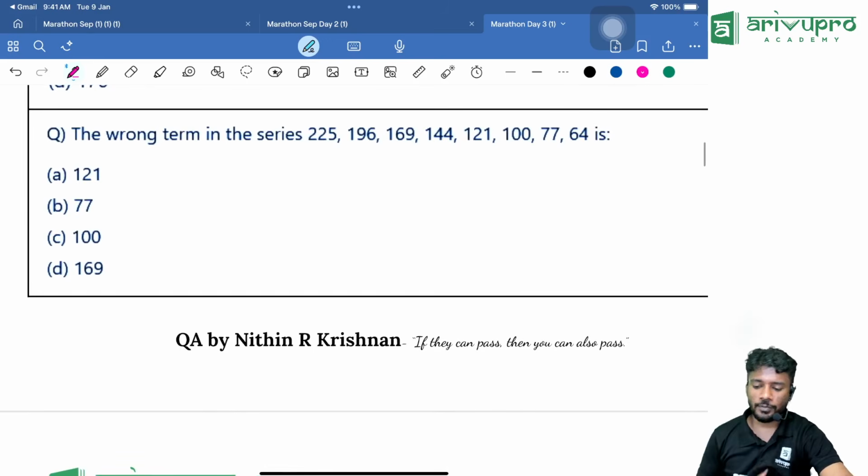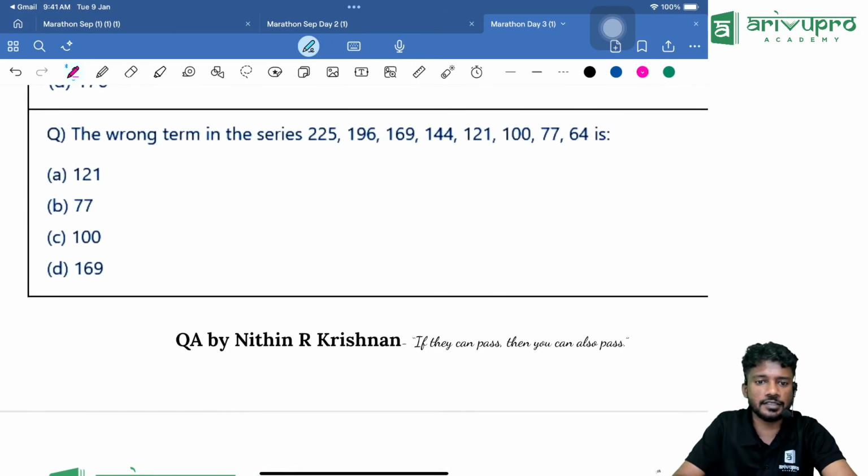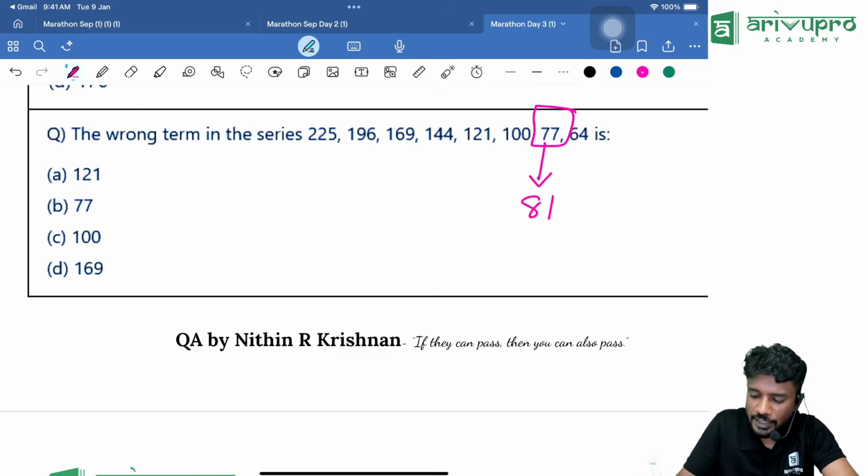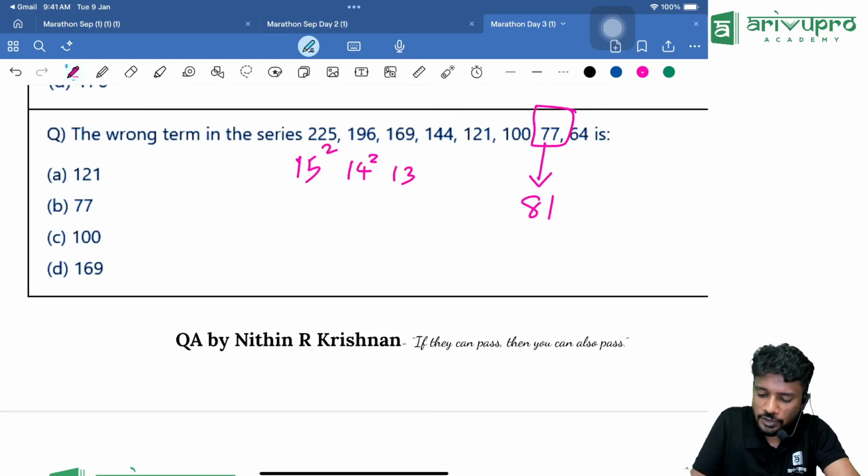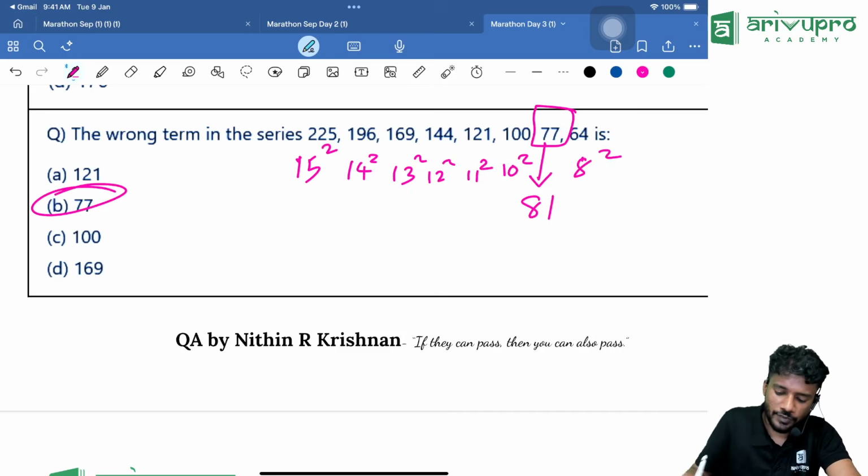Tell me, which is the odd man? I got the answer just at a glance. 77. Why? Not a perfect square. It should have been 81. Everything else is a square: 15 square, 14 square, 13 square, 12 square, 11 square, 10 square, then 8 square. So 77. Next one.